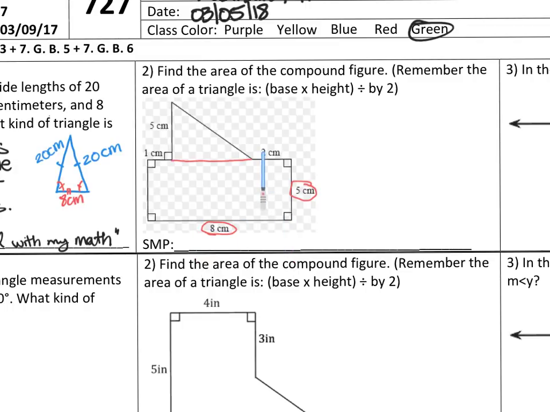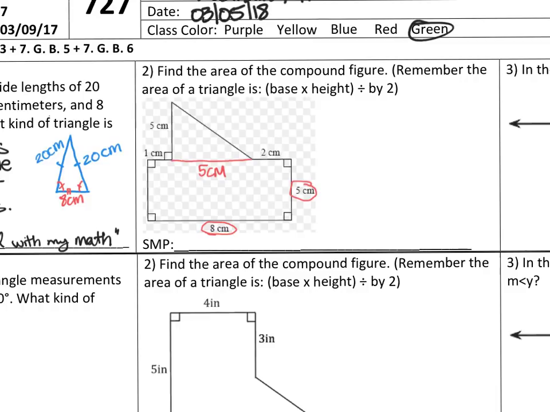So 2 and 1 is already accounted for. So 1 centimeter is right here and 2 centimeters are over here. 1 plus 2 is 3. So that means 3 centimeters are already accounted for. Now what's left? 8 minus 3 would be 5. So this missing side length right here, this base of this triangle would be 5.